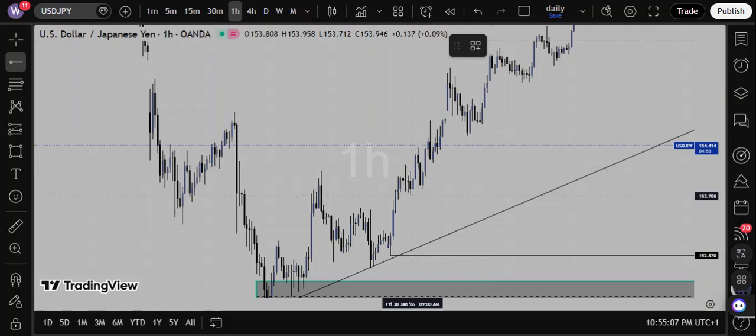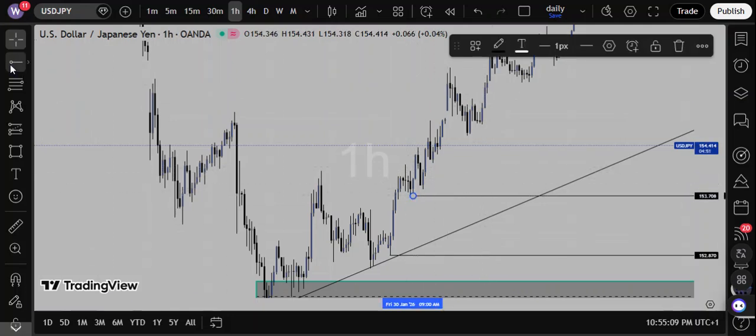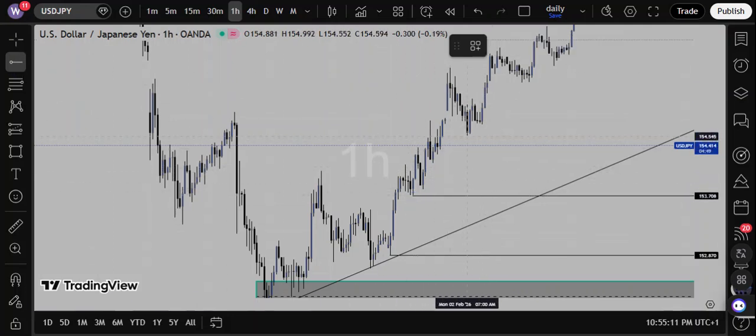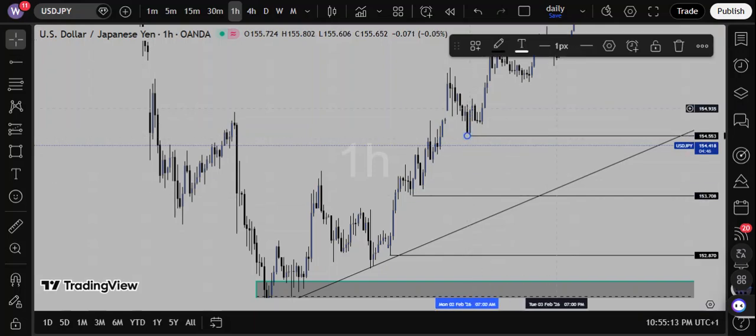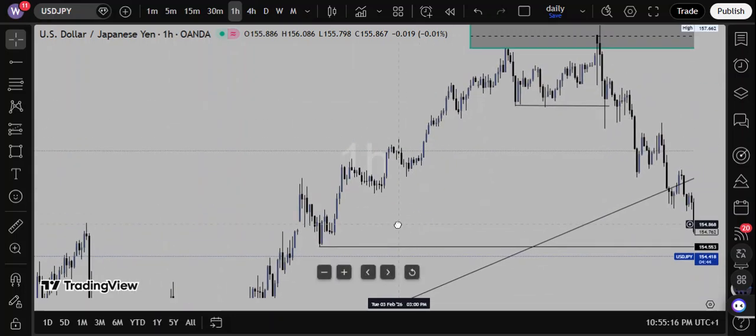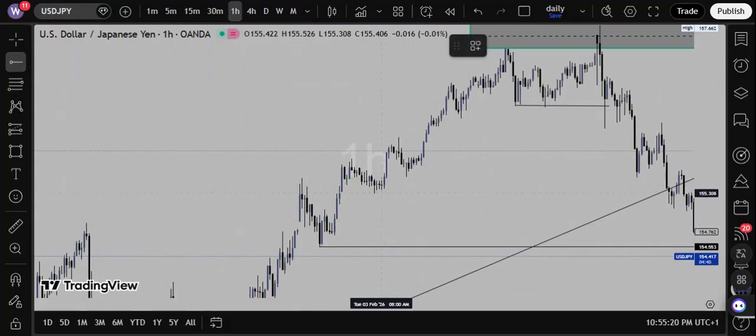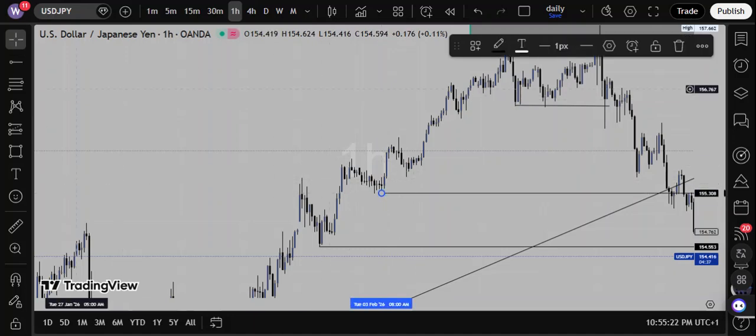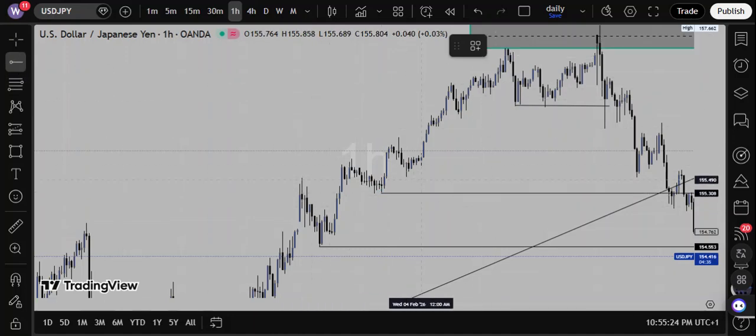This is a low. This is another low right here. So you can see price has been forming higher lows, right? Forming higher lows all the way here. Remember, this is the 1 hour time frame. This is very important to understand that.